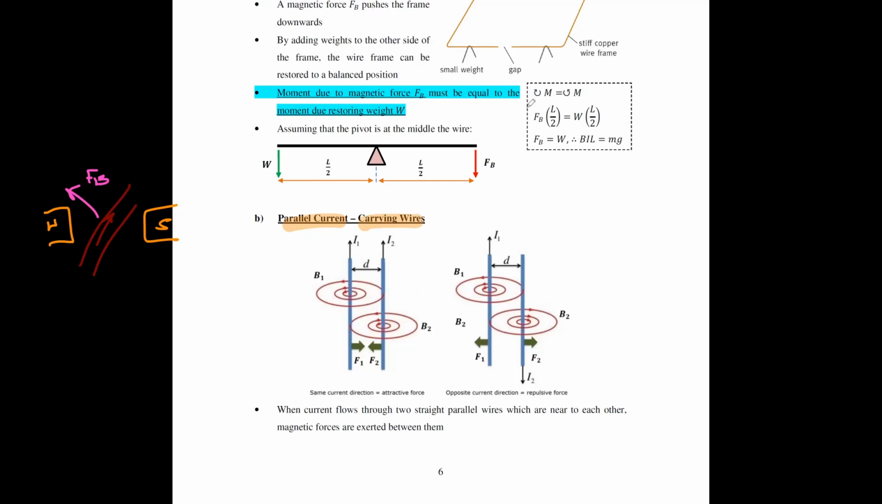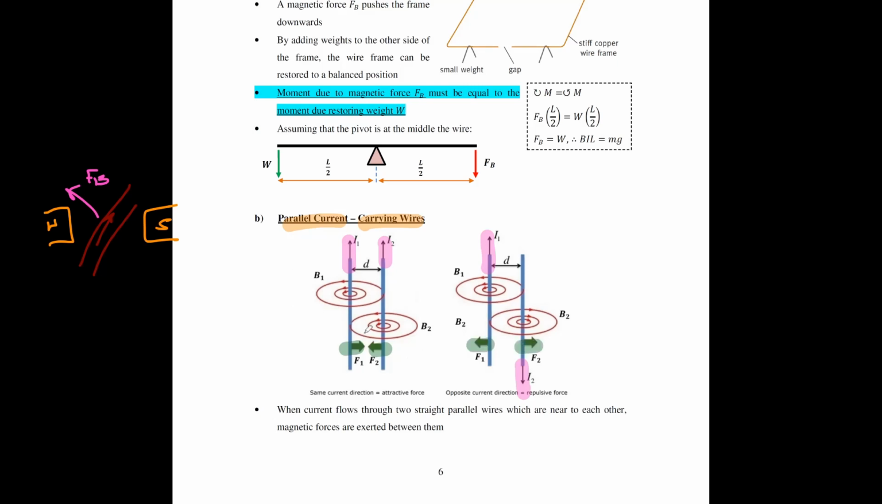Now, for parallel current carrying wires, the wires will also experience a magnetic force because one wire is inside the magnetic field of the other wire. If the wires have current in the same direction, the magnetic force will be attractive. But if the wires are carrying current in opposite directions, the magnetic force experienced by the wires is repulsive.